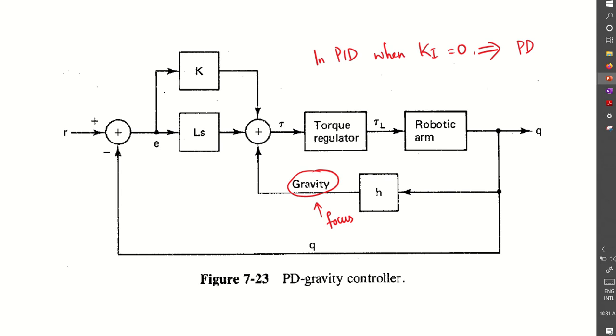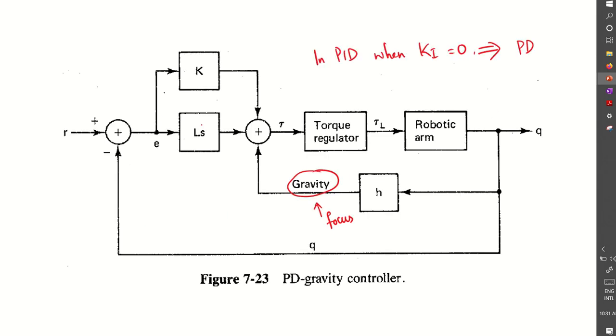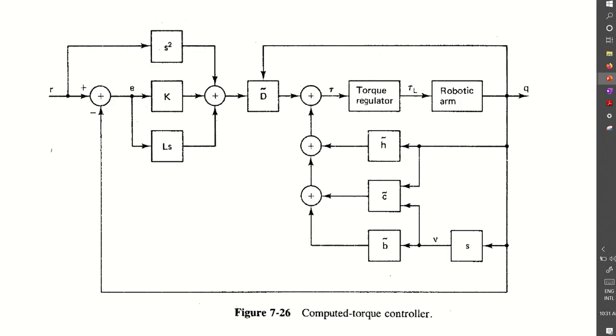If you have this rewritten control law, you can see there are four terms here. If you refer to this figure, this block diagram is important. You can compare it with the diagram for PID. In the diagram for PID, we had three blocks, in which, sorry, this is the computed torque controller.